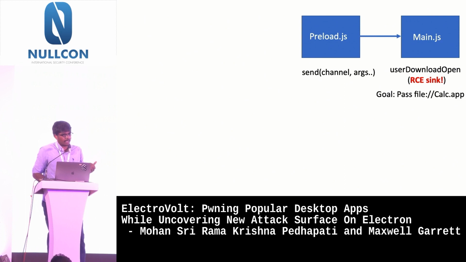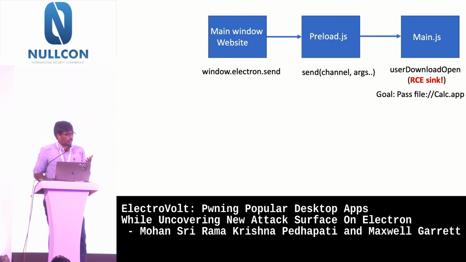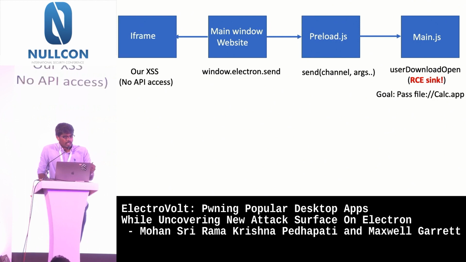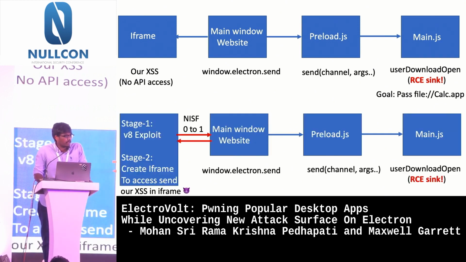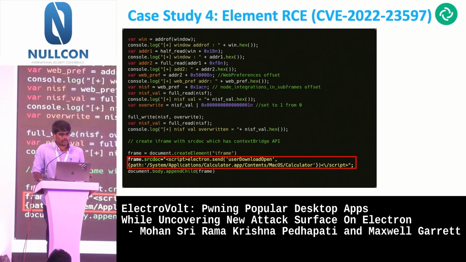The preload.js has access to IPC, right? So it can send a message to the main process, and it also exposed the context bridge to the main window. But in the iframe where we have access, we can't access window.electron.send because nodeIntegrationInSubFrames is set to false. So what do you do? You run a V8 exploit that sets nodeIntegrationInSubFrames to 1, create an iframe, and there we can access window.electron.send.